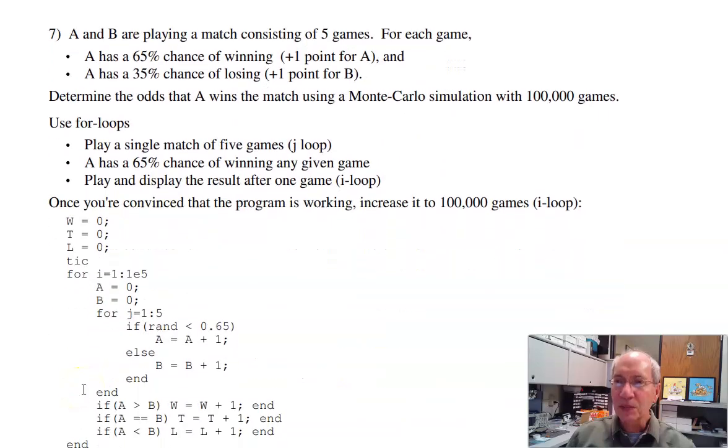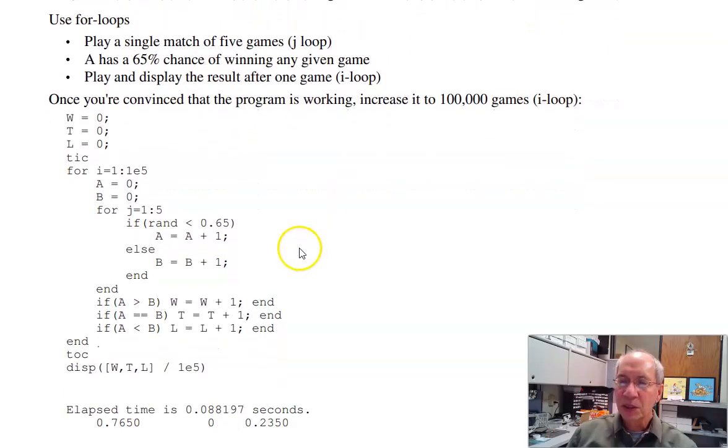Problem number 7. I'm going to play a match consisting of 5 games. A's got a 65% chance of winning any given game. What's the chance that A wins the match? So what I do is first play a single game. Pick a random number. If it's below 0.65, 65% chance that A wins, otherwise B wins. That's a single game. Throw that inside a for loop, and now play 5 games. At the result of 5 games, if A is bigger than B, I won the match. Otherwise, tied, lost.